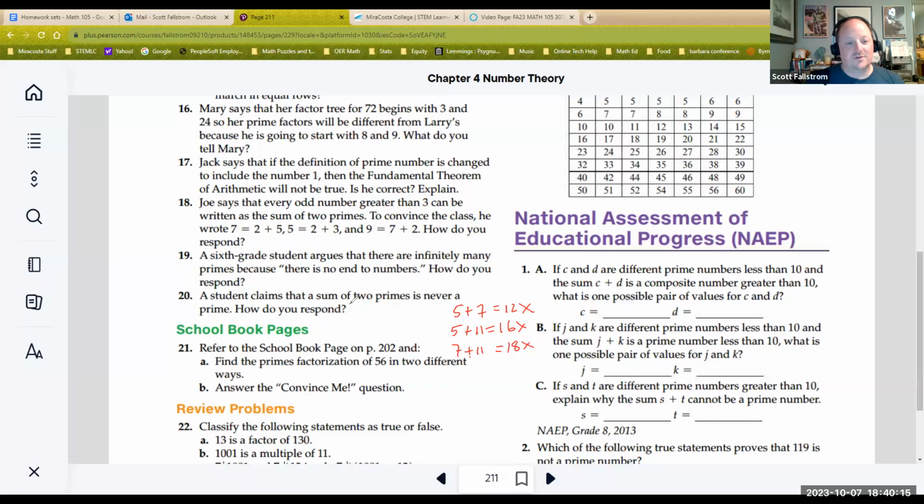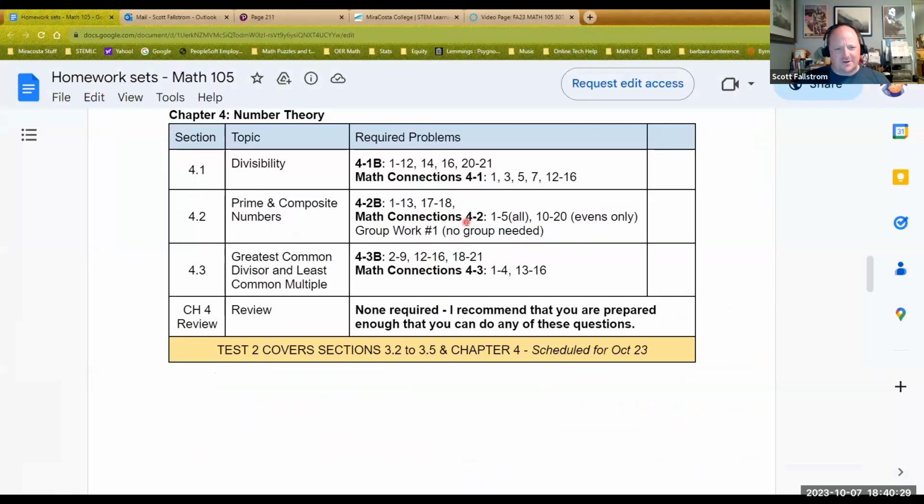So therefore, the sum of 2 primes is never a prime number. They want to generalize what they're seeing. Probably the student is doing the same thing because they just are checking things. How would you respond?